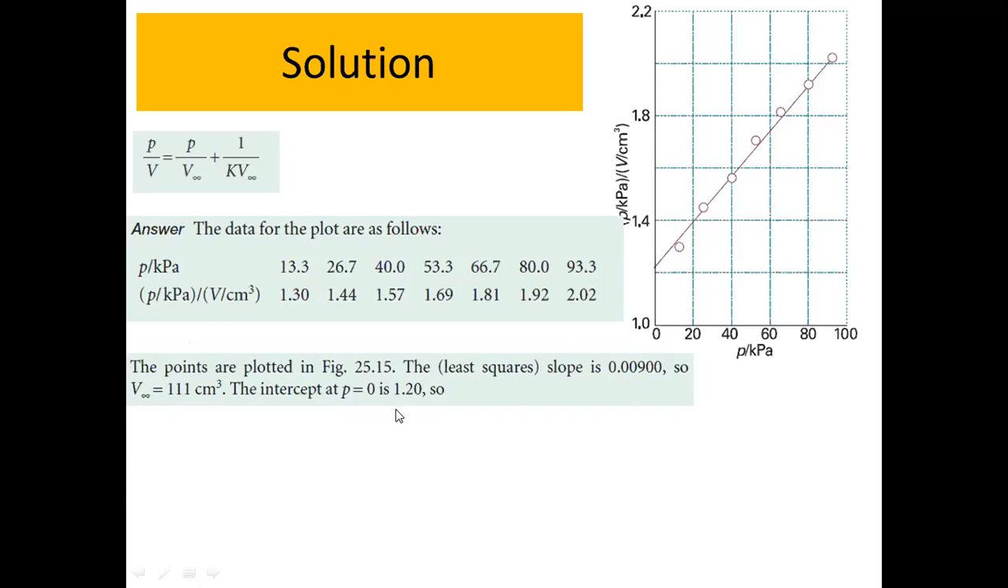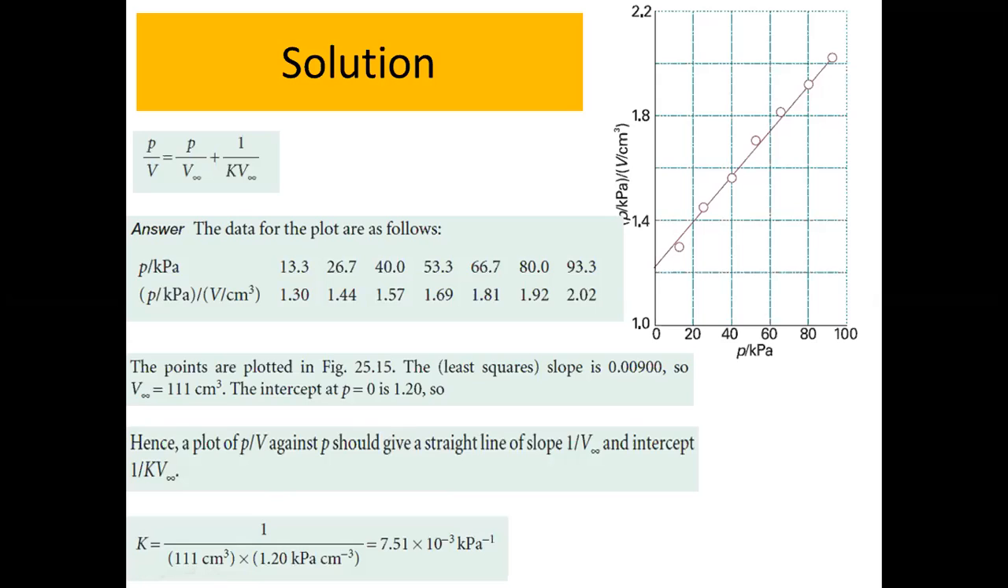And your intercept is here. Because the intercept is 1 over K V infinity, K will be 1 over V infinity times the intercept. You have already calculated V infinity from the slope, and you are taking the value of the intercept from here, which is 1.2. So 1 divided by 1.2, and this you can calculate, and this will give you the value of 7.51 exponent minus 3 per kilopascal.